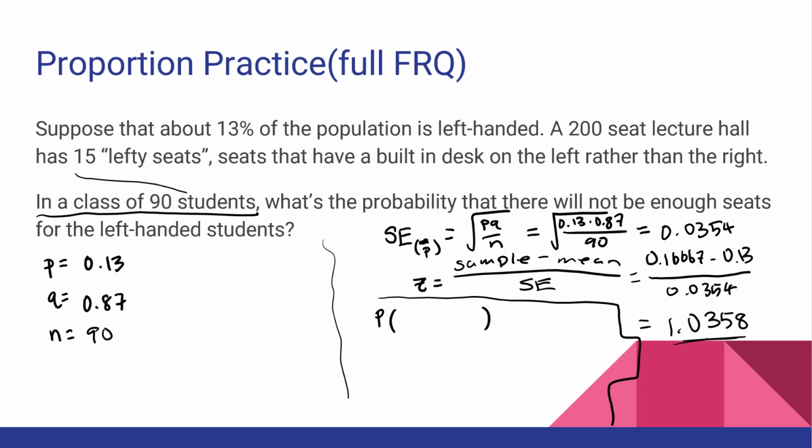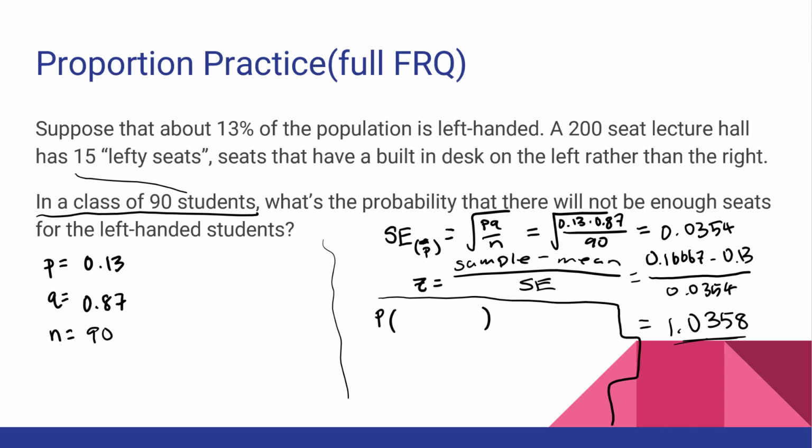Now that we can plug everything in, our z-score looks like this. We take our 0.16667 minus our mean proportion of 0.13 and then divide by our standard error. When I say mean proportion, that just means the population parameter, so the actual population proportion that is left-handed. Mean is just kind of a population center. Putting that all into the calculator, we get a z-score of 1.0358.